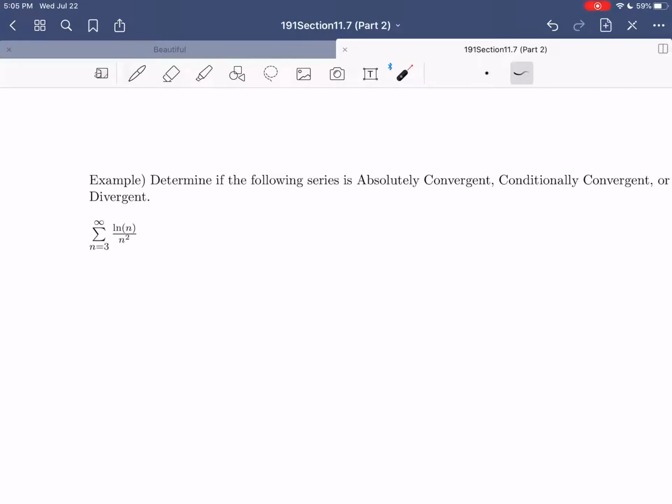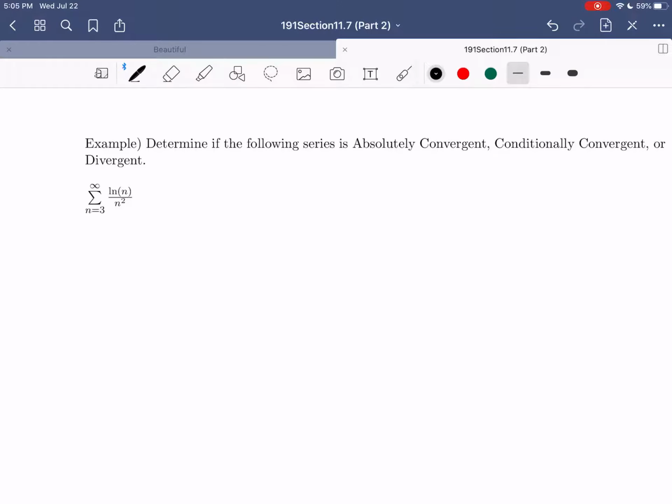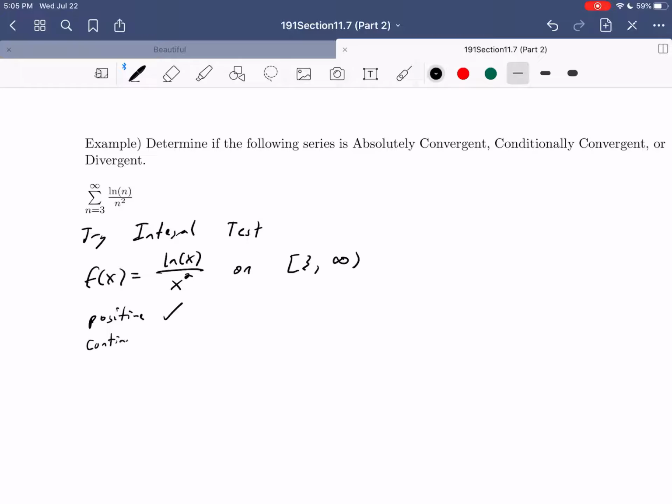Now, it turns out that you're not able to do this through a limit comparison test, but we can actually analyze this through an integral test. So let's see if we can try to analyze this via integral test. So our function f of x is going to be ln of x over x squared on the interval 3 to infinity. Now, certainly that is positive. It's certainly continuous. And to check that it's decreasing, I guess we would need to do the derivative.